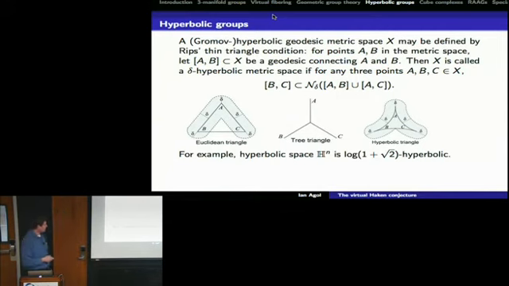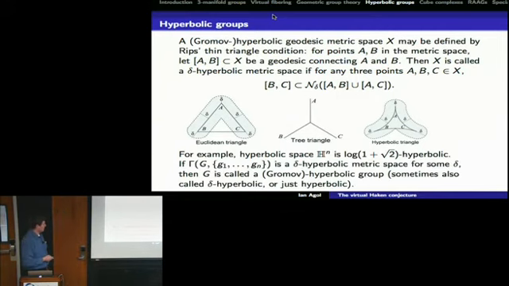But it's a non-trivial fact that it doesn't depend on which generating set, so-called stability of quasi-geodesics in hyperbolic space. But it's true that if you change things by some bounded amount in the metric, then it'll preserve this delta hyperbolicity condition. So if we have a Cayley graph of a group that's delta hyperbolic, then G is called a Gromov hyperbolic or just a hyperbolic group.